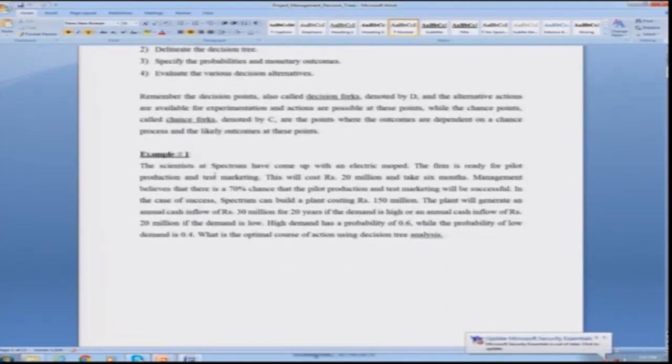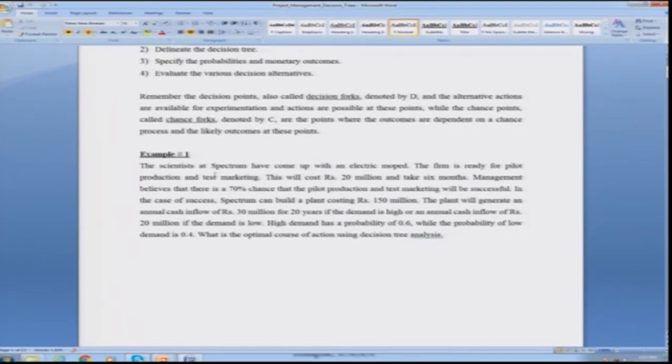The scientists at Spectrum have come up with an electric moped. The firm is ready for pilot production and test marketing. This will cost about 20 million rupees and take 6 months. Management believes that there is a 70% chance that the pilot production and test marketing will be successful. In the case of success, Spectrum can build a plant costing about 150 million rupees. The plant will generate an annual cash flow of 30 million for 20 years. That means for a 20-year period, you expect that.